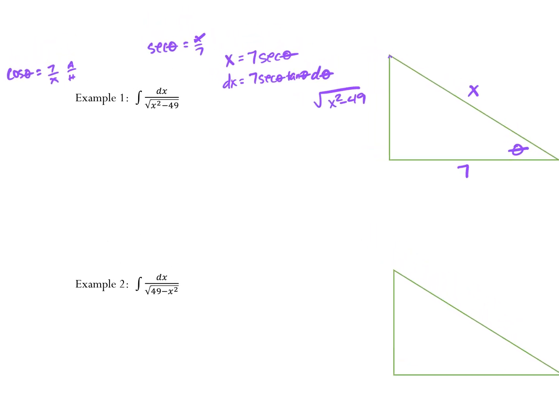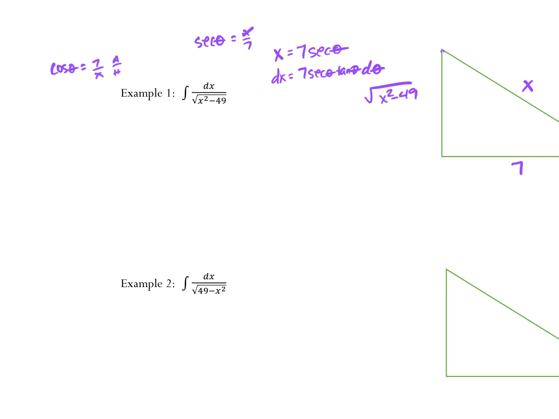Okay. So now that we've done this, let's do our substitution step. Instead of integrating dx over the square root of x squared minus 49, I'm going to integrate, well, what am I going to replace dx with? 7 secant theta tan theta d theta. And then I'm also going to replace the x with 7 secant theta.